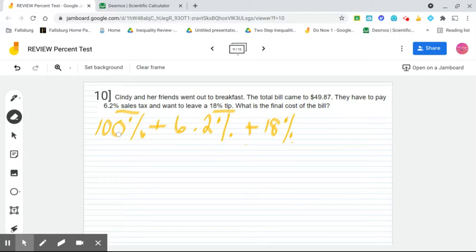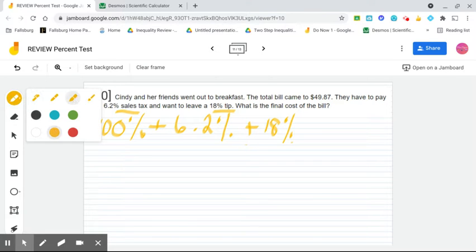So again, we were adding 100% because we have to pay this $49.87 plus 6.2%, which is the sales tax, plus 18%, which is the tip. So that means we are paying a total of 124.2%.